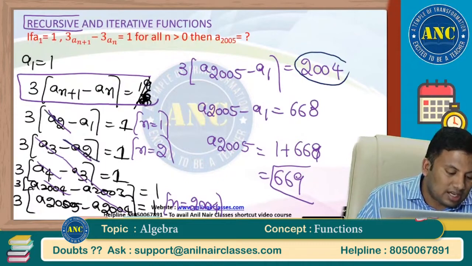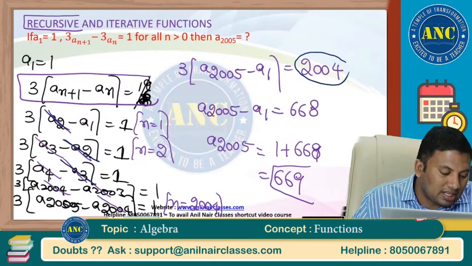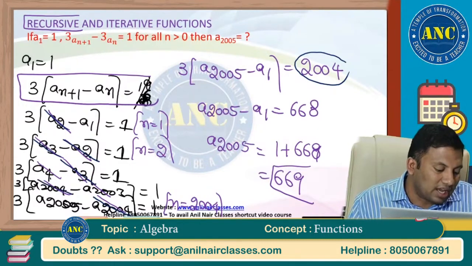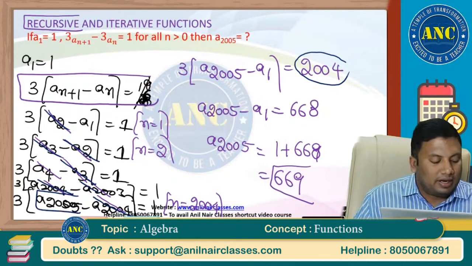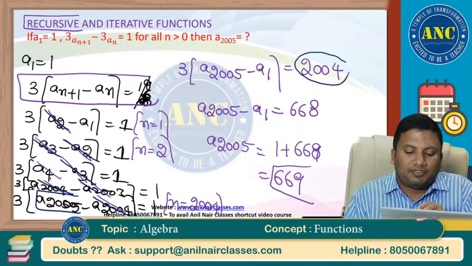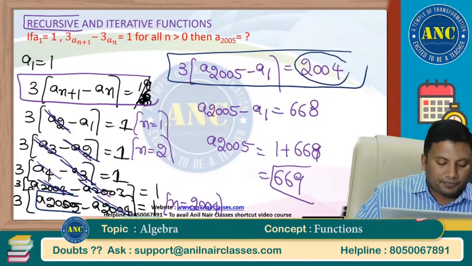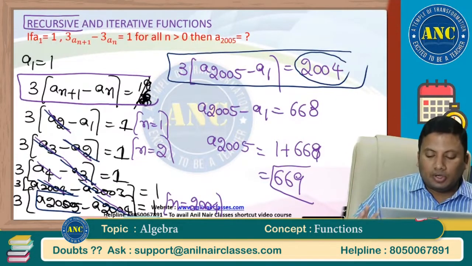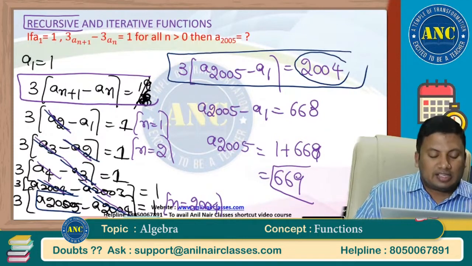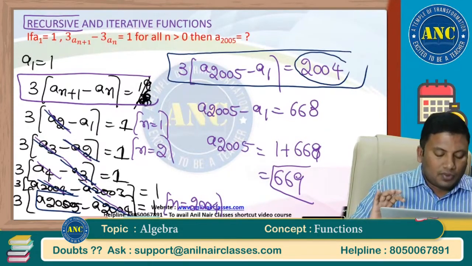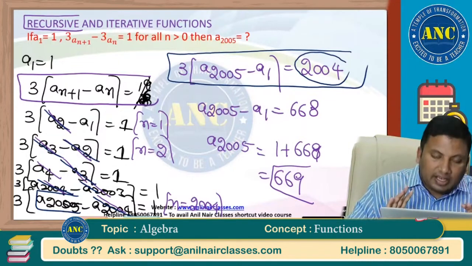Minus a2 is cancelled with plus a2. Minus a3 is cancelled with plus a3. Minus a2004 is cancelled. What is remaining? It is all addition. So 3 can be taken common. A2005 minus a1 is 1, 1, 1, 1 added 2004 times, 1 into 2004. Don't make any silly mistakes. Don't solve the problem in haste. Be slow, because definitely you will get the answer.